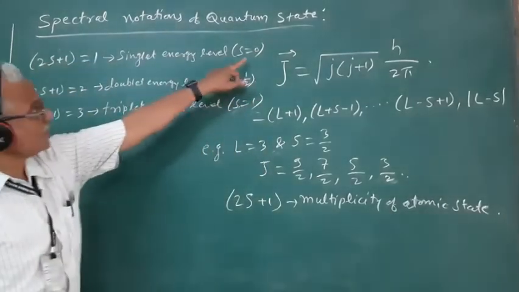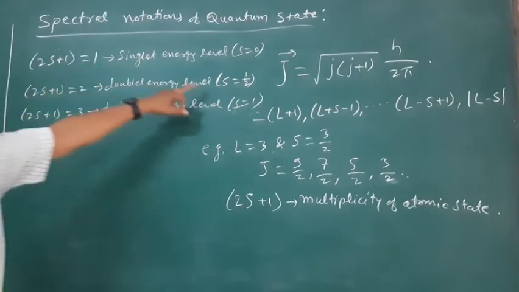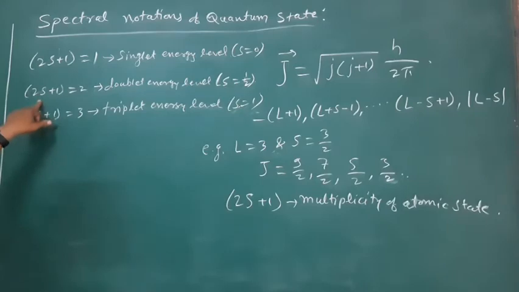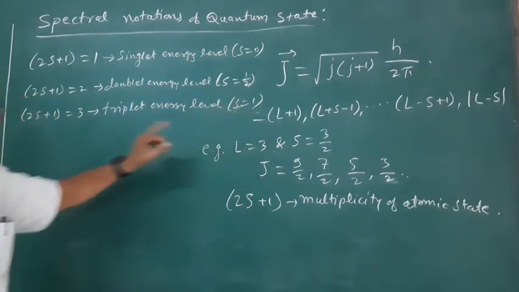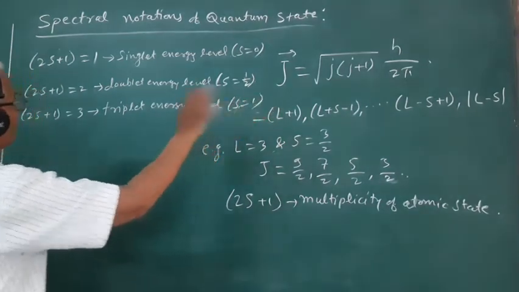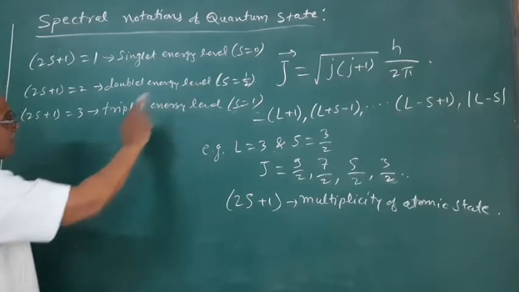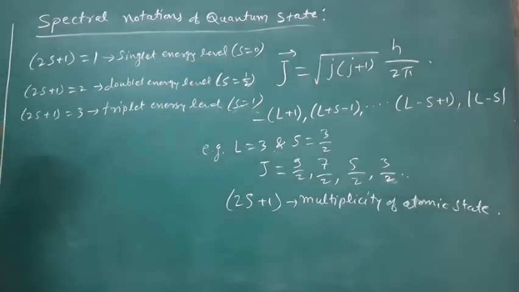So if we substitute S is equal to 0 here, we get twice S plus 1 is equal to 1. If we substitute S is equal to 1/2 here, we get twice S plus 1 is equal to 2. And if we substitute S is equal to 1 here, we get twice S plus 1 is equal to 3. So, in accordance with the value of S, we have the singlet, doublet, or triplet energy level. That is how we can obtain the energy states of the electrons.